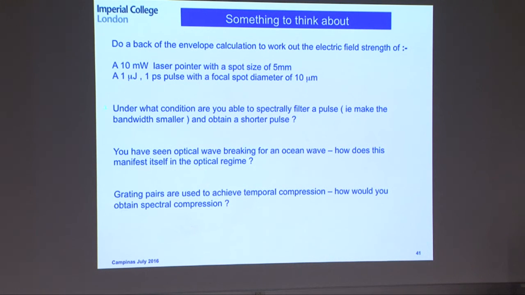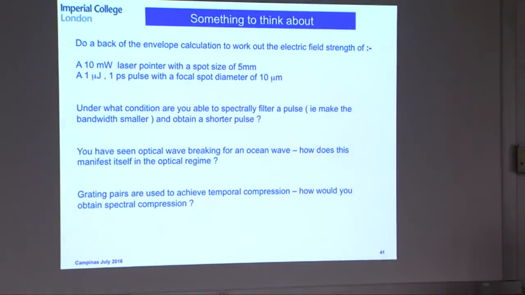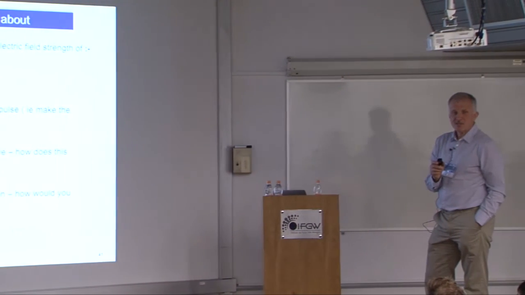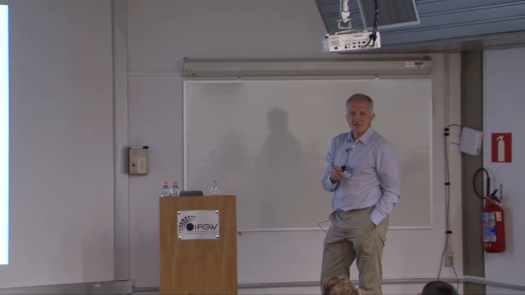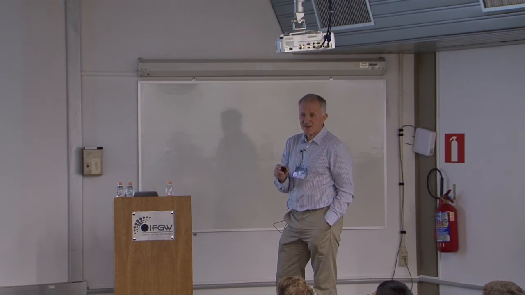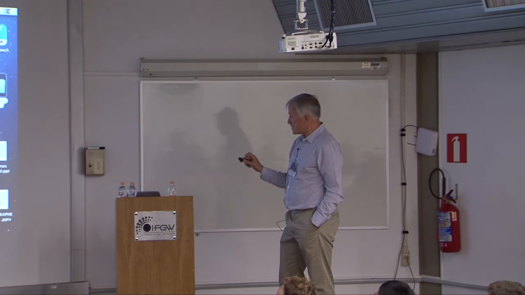Just think about it. Under what conditions could you take a pulse and spectrally filter it, so you make the bandwidth of the pulse shorter, yet the pulse will shorten in time? That doesn't seem right, does it? So how can you do that? I can assure you can, so think about how you do it, okay?